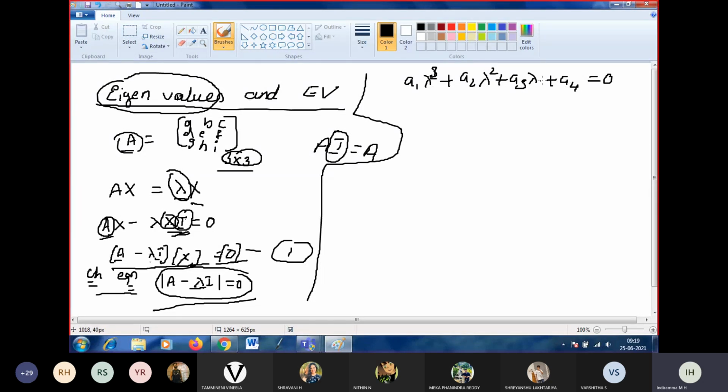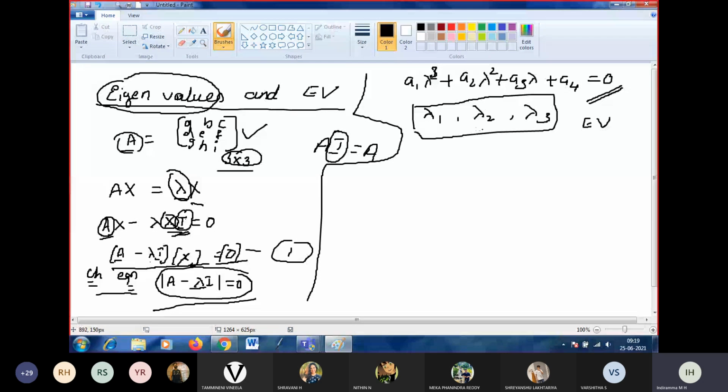Since it is a cubic equation, how many values for lambda will you get? 3 values, say for example lambda 1, lambda 2 and lambda 3. For the given square matrix A, these values of lambda are called eigenvalues.